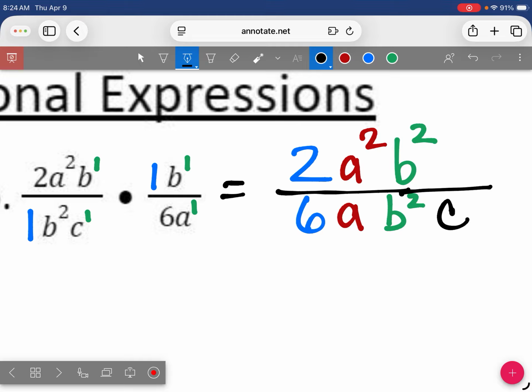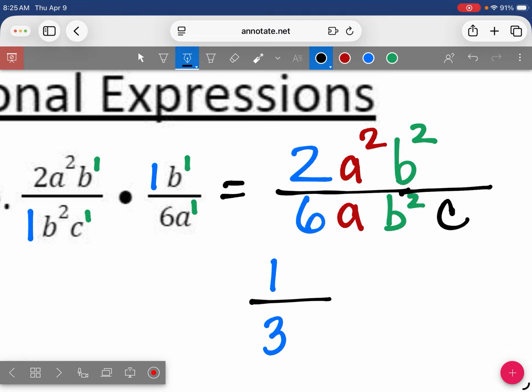So 2 and 6 are even numbers, which means they can be divided by 2. Go ahead and divide this by 2. That's called reducing your fraction. So that's going to change it to 1 over 3.